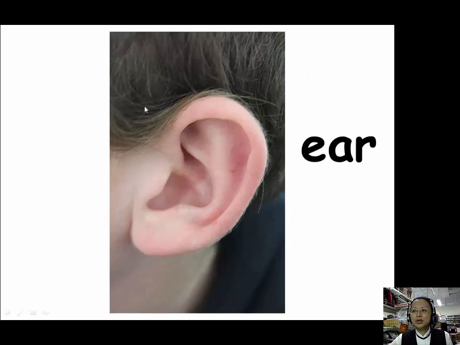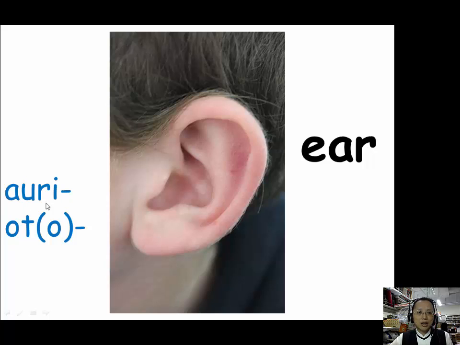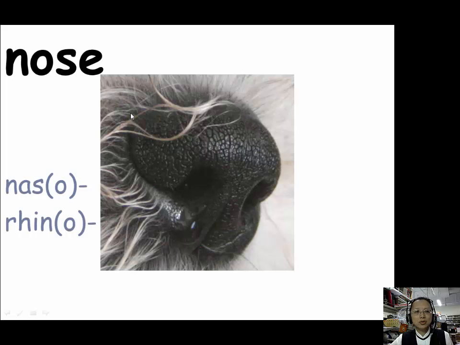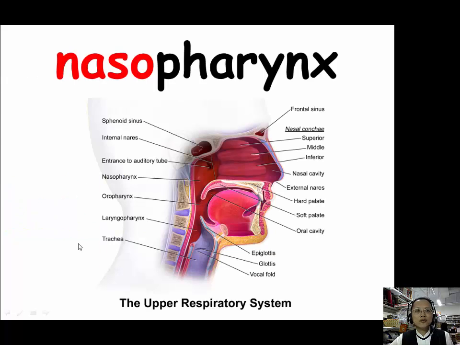Let's review what we just learned. When we want to describe things that are related to our ear, we use the prefixes AURI and OTO. Next, when we are going to talk about our nose, we can use two professional prefixes, naso, NASO, and rhino, RHINO. Our example for naso is nasopharynx.